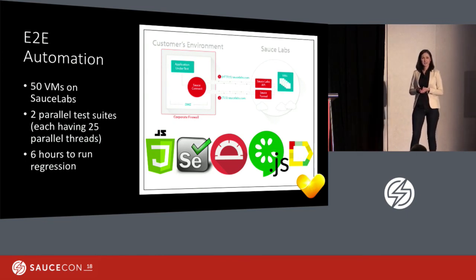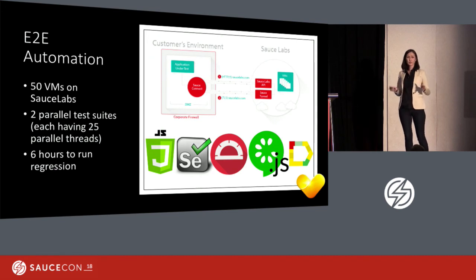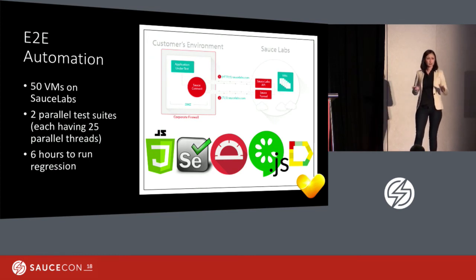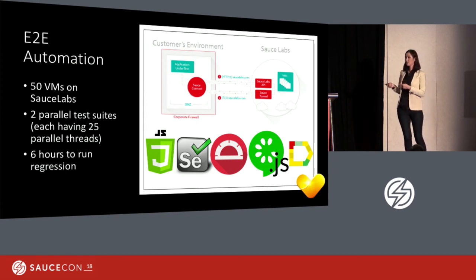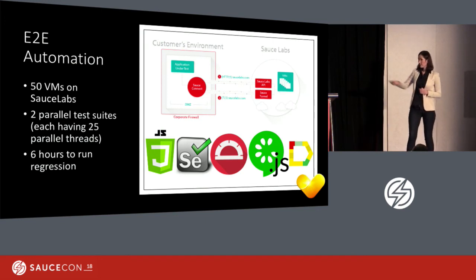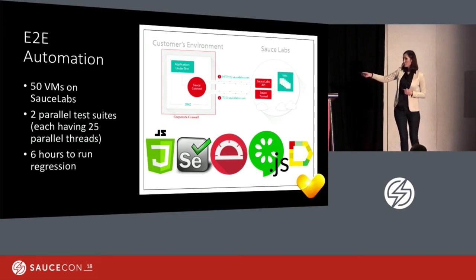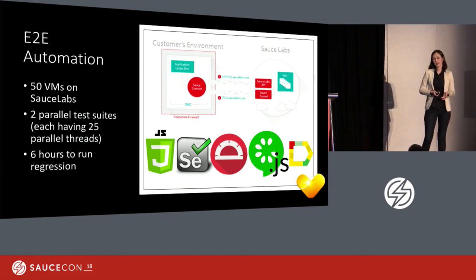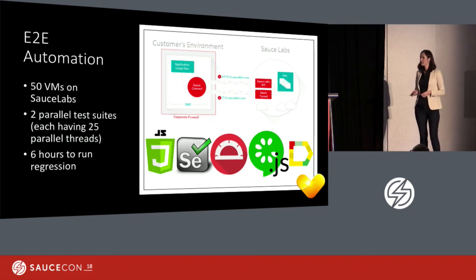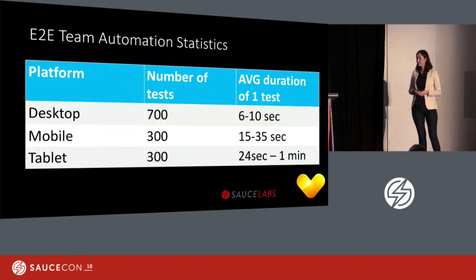Currently, our regression takes 6 hours. Full regression, we have several markets, several brands, and these 6 hours include both markets, brands, and different devices. Below, you can see different tools we use within our framework. It's written with JavaScript, uses WebDriver, Protractor as a solution for end-to-end testing of Angular applications, Cucumber for BDD, and Allure for reporting.